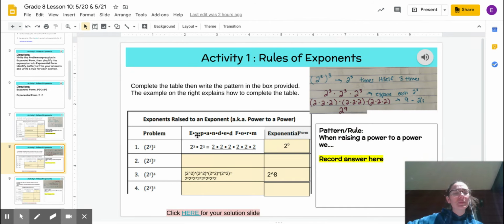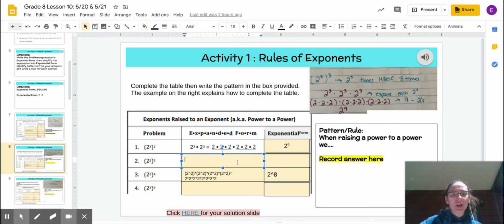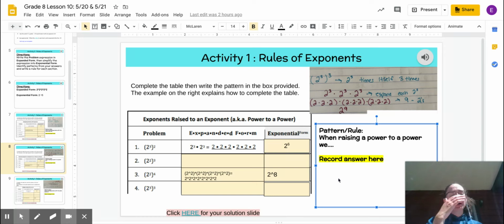Slide number 8 is basically the same thing. You're going to look at this example up here, and you're going to say to yourself, oh geez, I have 3 groups of 2 times 2. So in this box here, you're going to write 3 groups of 2 times 2, and then you're going to count up how many 2's you multiply and write it as an exponent over here. Same thing here. Solution slide for your answers. You need to make sure that you write your rule in this box next door.